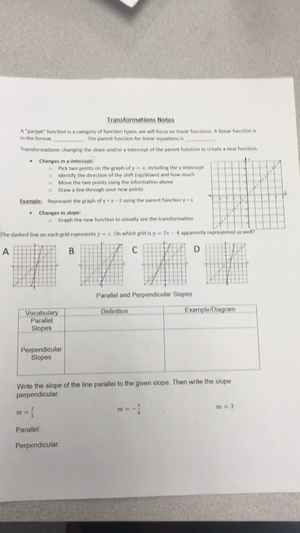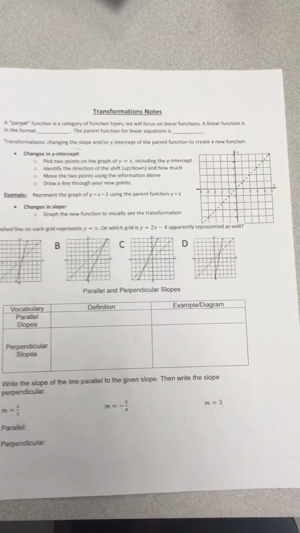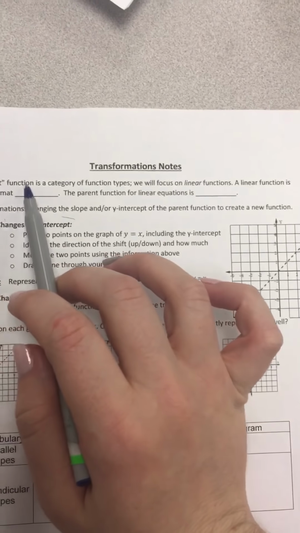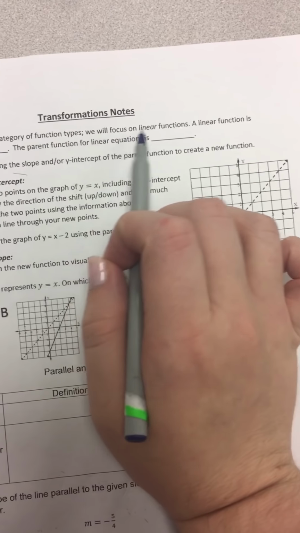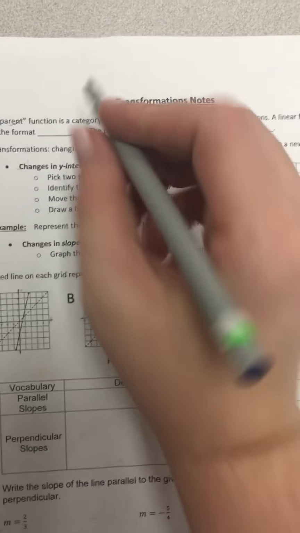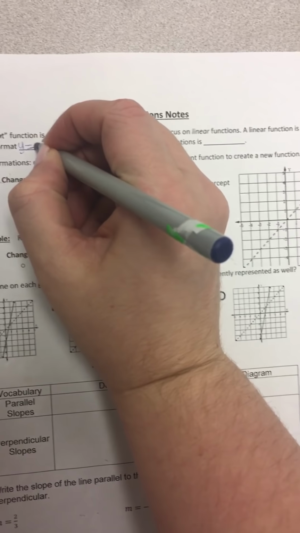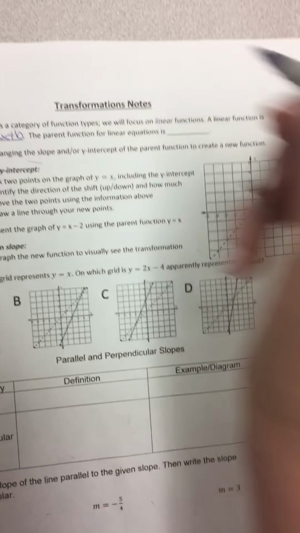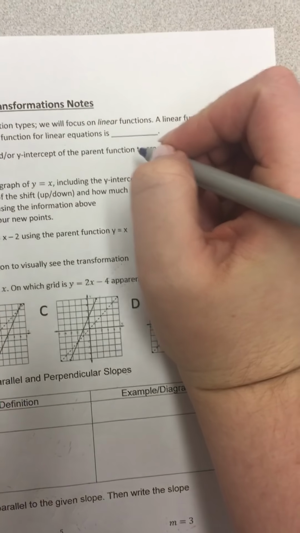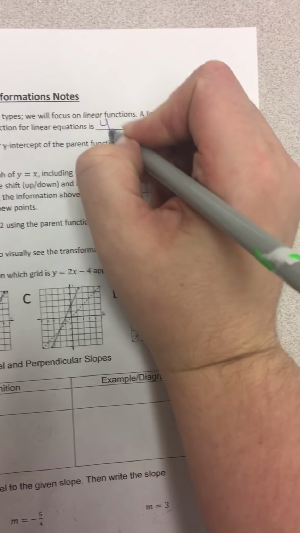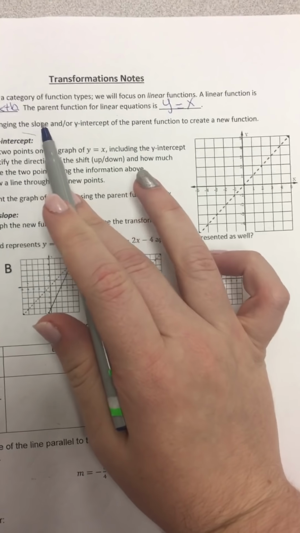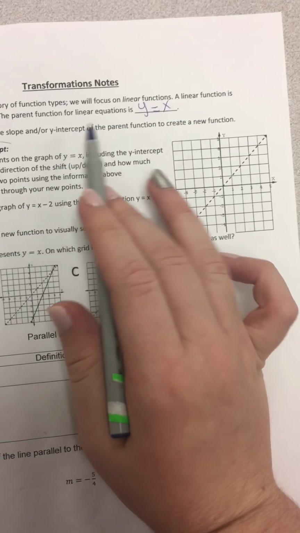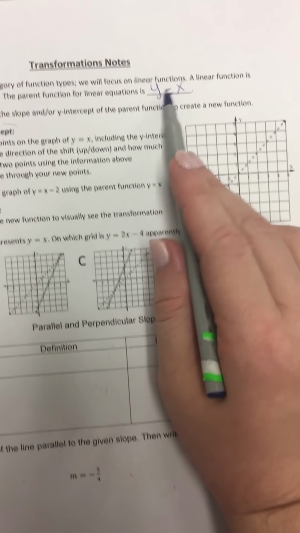In this video, we're going to learn how to transform or change graphs of lines. You're going to see this word parent function. It's a category of function types. We're only going to focus on linear functions, which are in the format y equals mx plus b. The parent function for a linear equation is y equals x. Transformations mean to change the slope and/or the y-intercept of the parent function, y equals x, to create a new function.